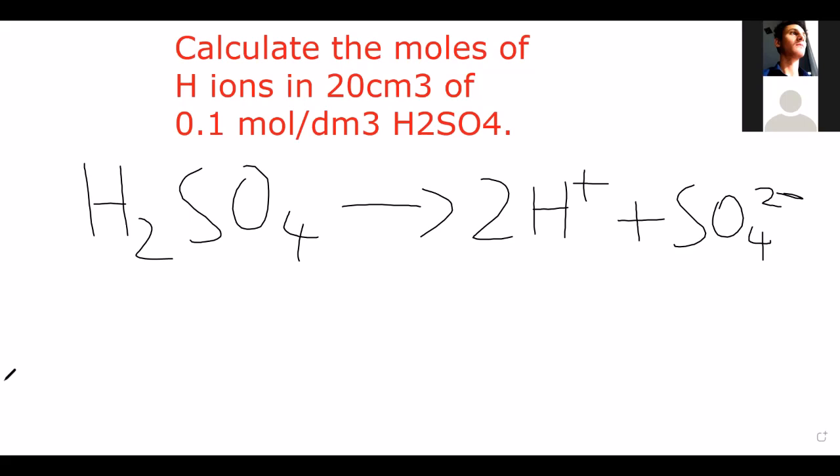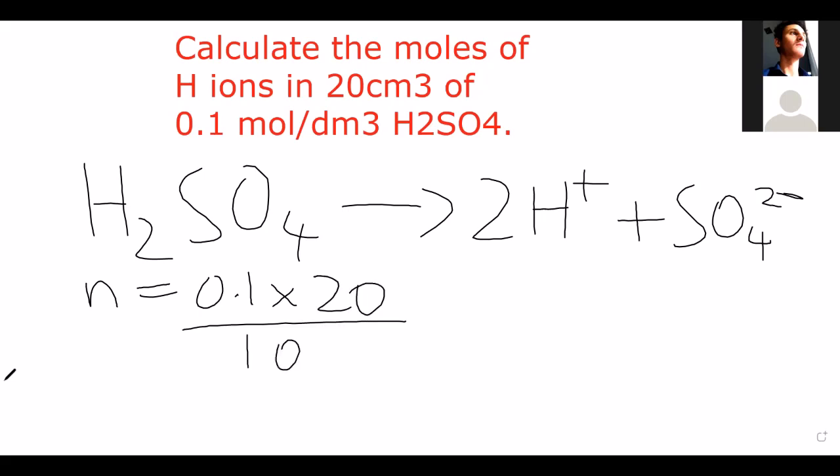We are given the concentration and the volume of H2SO4. So with that we'll find the number of moles of sulfuric acid using the formula n equals C into V upon 1000. C over here is 0.1, and because the volume is in centimeter cube, we will divide it by 1000. This will give us the number of moles, which is equal to 0.002.